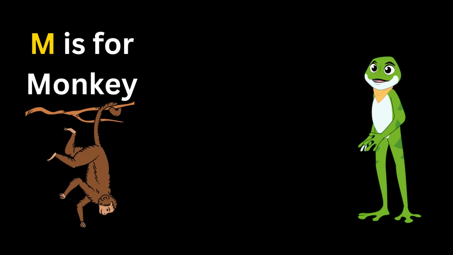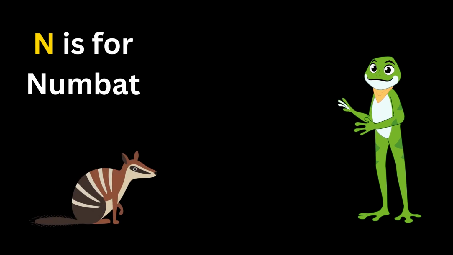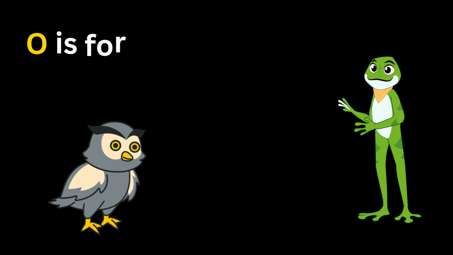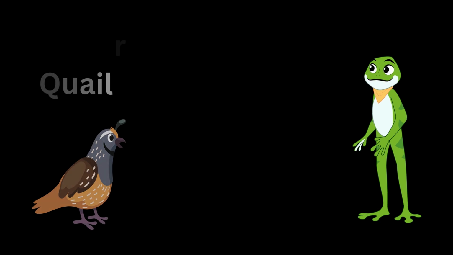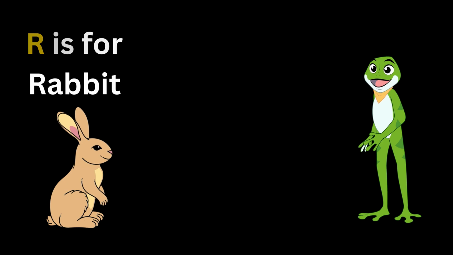M. M is for monkey. N. N is for numbat. O. O is for owl. P. P is for parrots. Q. Q is for quail. R. R is for rabbit.